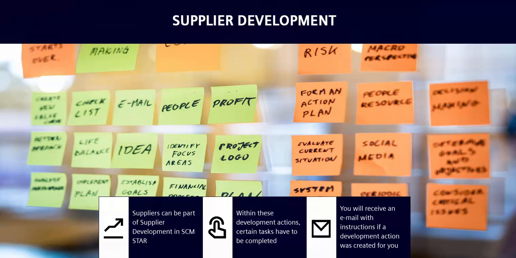You as a supplier can also be part of the supplier development in SCM STAR, in which Siemens buyers are creating development actions. Within these actions, there are certain tasks. It could be either to upload a certain document or to fill out a form directly in SCM STAR. In case a development action is created for you, you receive an automatic email with detailed instructions what to do. In this video demonstration you will see how to find these forms and how to complete them.